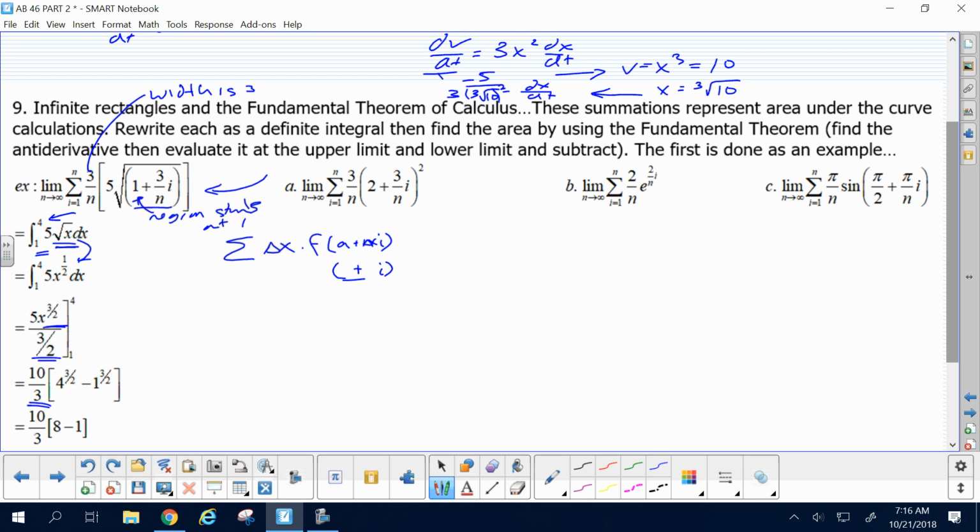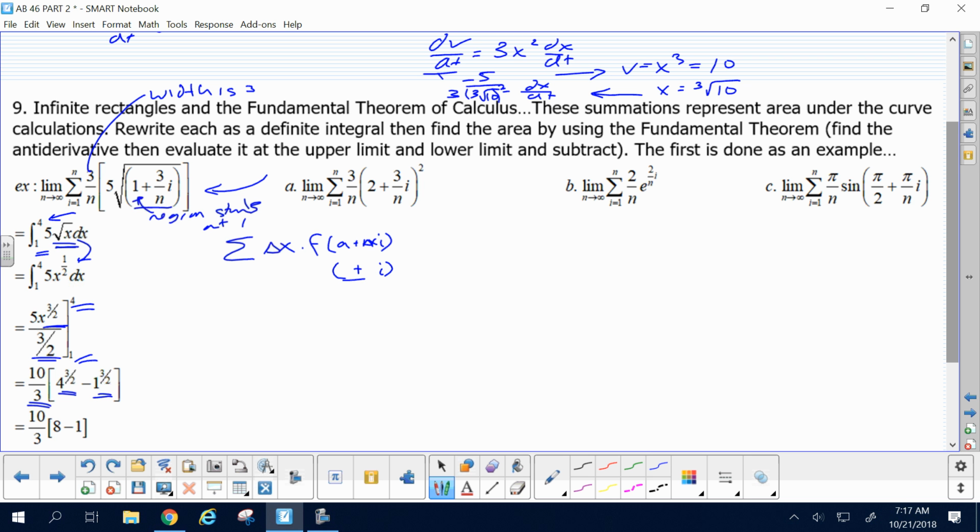All right. Now the second part of the fundamental theorem then is you take your antiderivative, which is x to the 3/2, and put in the upper limit and subtract what you get when you put in the lower limit. So if x to the 3/2 evaluated at 4, that's where 4 to the 3/2 comes from. Subtract 1 to the 3/2. 4 to the 3/2 is square root 4, which is 2, then cube it, which is 8. 1 to the 3/2 is easy enough, that's 1. 10/3 then times 7 is 70/3. That's where I'm getting my answer.